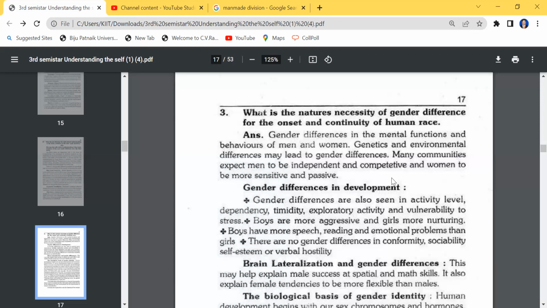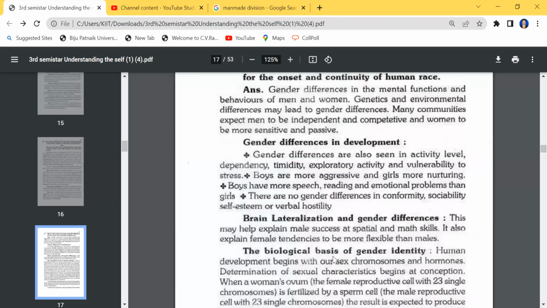It is a critical level. Dependency, timidity, exploratory activity, and voluntarily to be stress. Boys are more aggressive and girls are more nurturing. Boys have more speech, reading, and emotional problems than girls. There are no gender differences in conformity, sociability, and self-esteem.